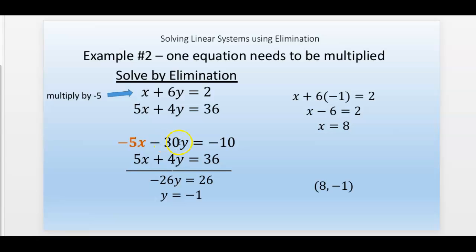All right, so negative 30y plus 4y is negative 26y. And 36 minus 10 is 26. So y is negative 1.